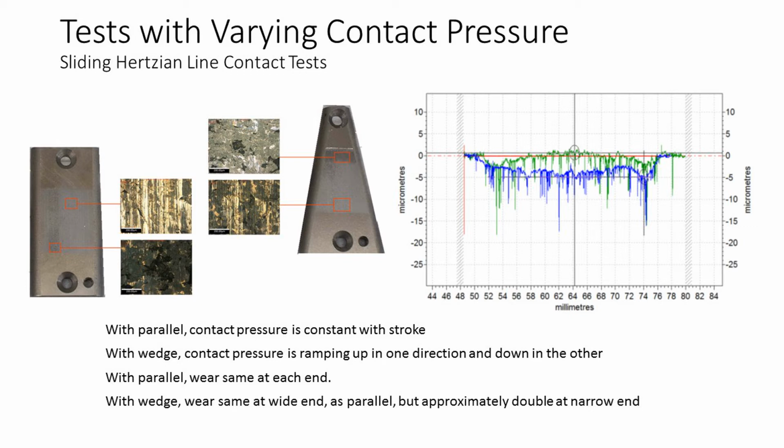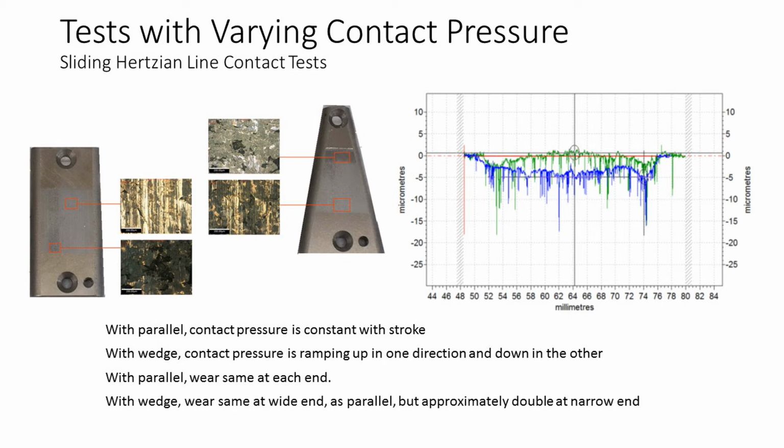Axial surface profilometry shows that with the parallel samples, wear is a maximum at the stroke ends and a minimum at mid-stroke. With the wedge specimen, in comparison with the parallel specimen, the overall wear is much greater and is indeed greater at the narrow end of the wedge, as one would expect. So to summarise, the stroke ends. With the parallel, the wear is the same at each end. With the wedge, the wear is the same at the wide end, but approximately double at the narrow end, where contact pressure is approximately double.